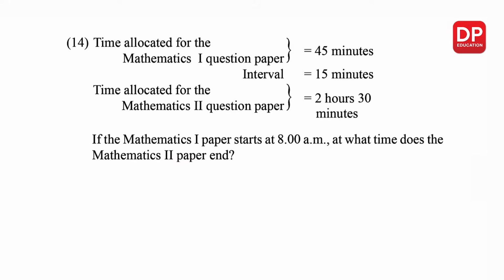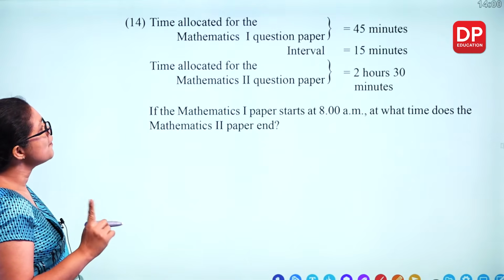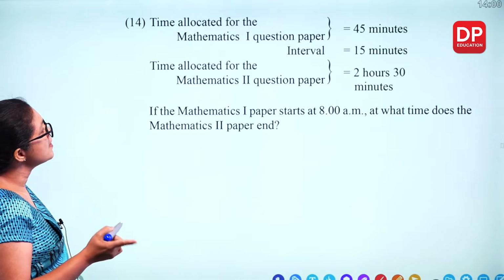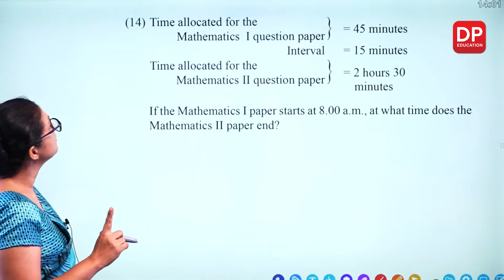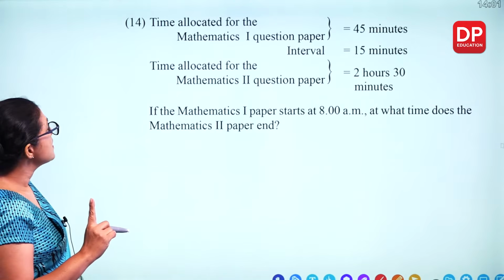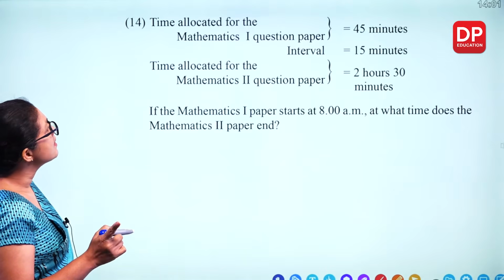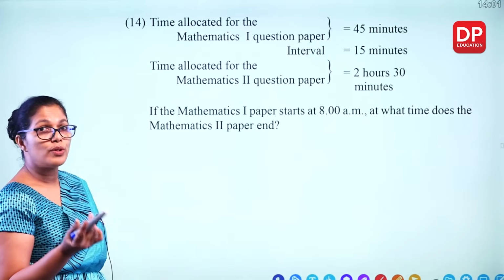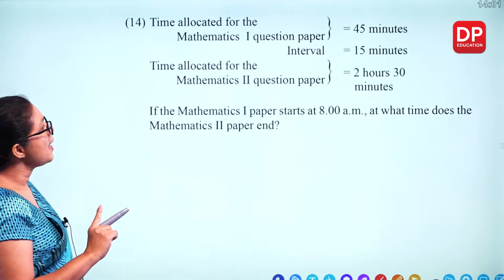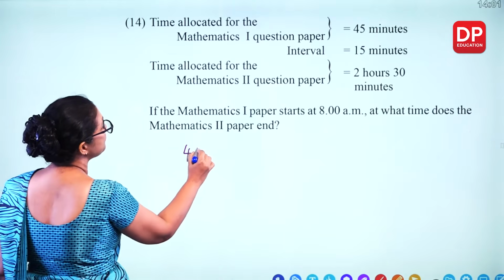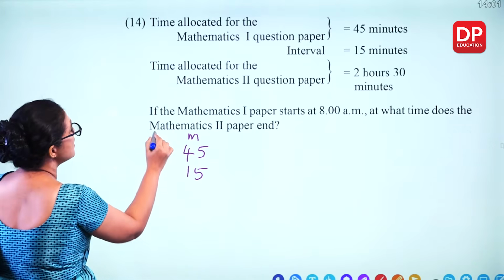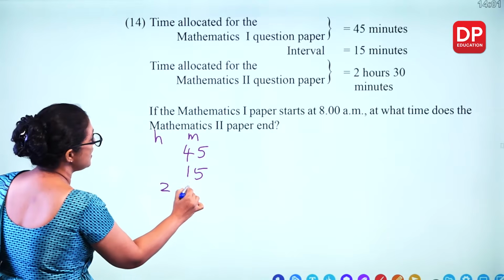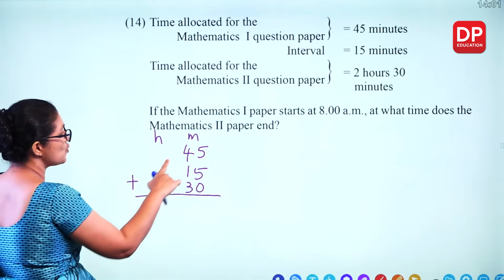Time allocated for the mathematics question 1 paper. That's 45 minutes. Interval is 15 minutes. Time allocated for the mathematics 2 paper, 2 hours 30 minutes. If the mathematics 1 paper starts at 8, at what time does the mathematics paper 2 end? That means you have to calculate the total time and add it to 8 a.m. 45 minutes. So this is minutes. 15 minutes, 2 hours and 30 minutes. Add it together. Total time.